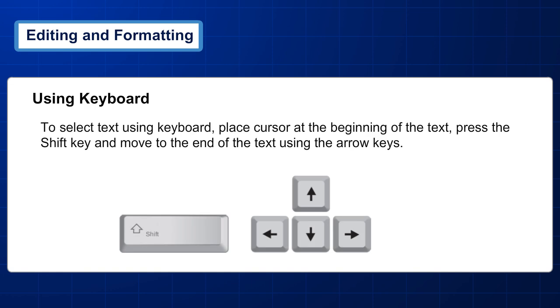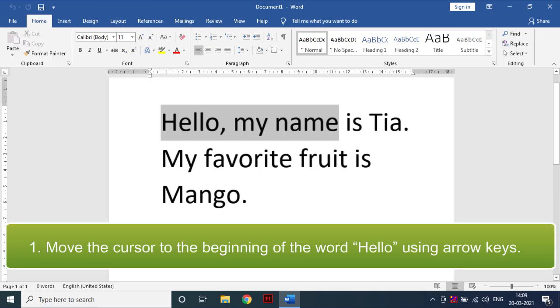Using keyboard. To select text using keyboard, place cursor at the beginning of the text. Press the Shift key and move to the end of the text using the arrow keys. Let's learn it with the help of an example. According to the figure given below, move the cursor to the beginning of the word hello using arrow keys.